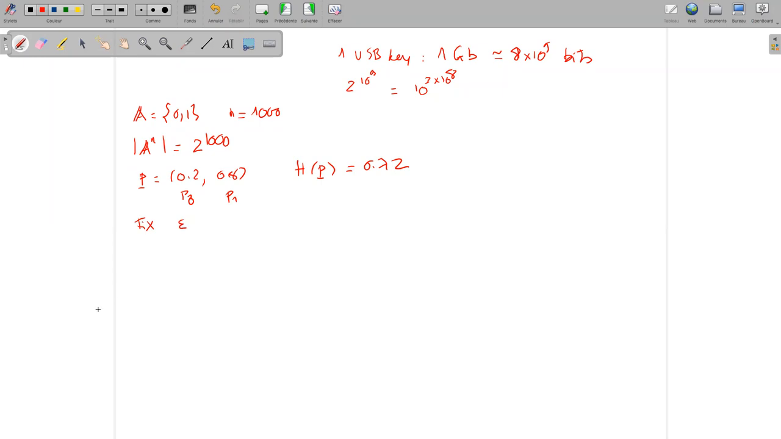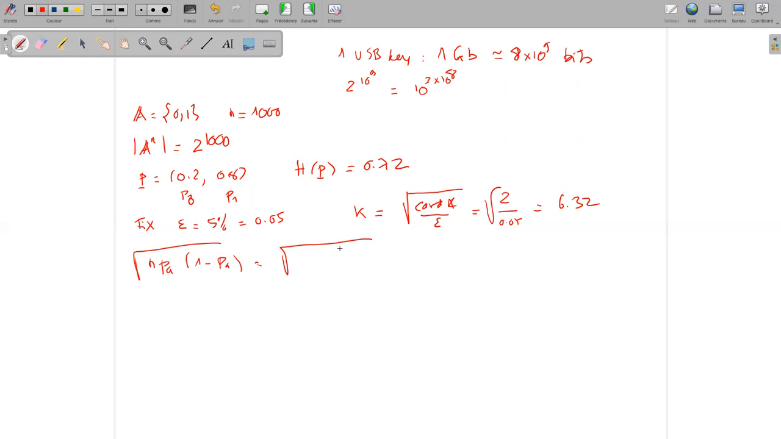I fix some epsilon, as in the theorem before, 5%. That means 0.05. And I'm taking k, as in the theorem, square root of cardinality of A over epsilon. This is 2 over 0.05, and this is 6.32. I'm computing square root of n p(A)(1 minus p(A)). This will be 1,000 times 0.2 times 0.8, and this is 12.6. And so if I multiply the two, I get 79.6. So let's say 80 to have some whole number. So this will be K.